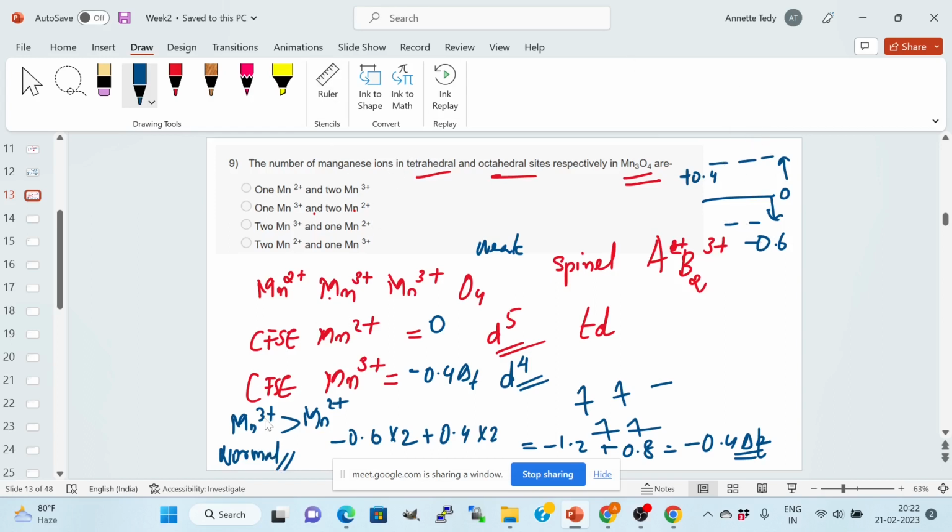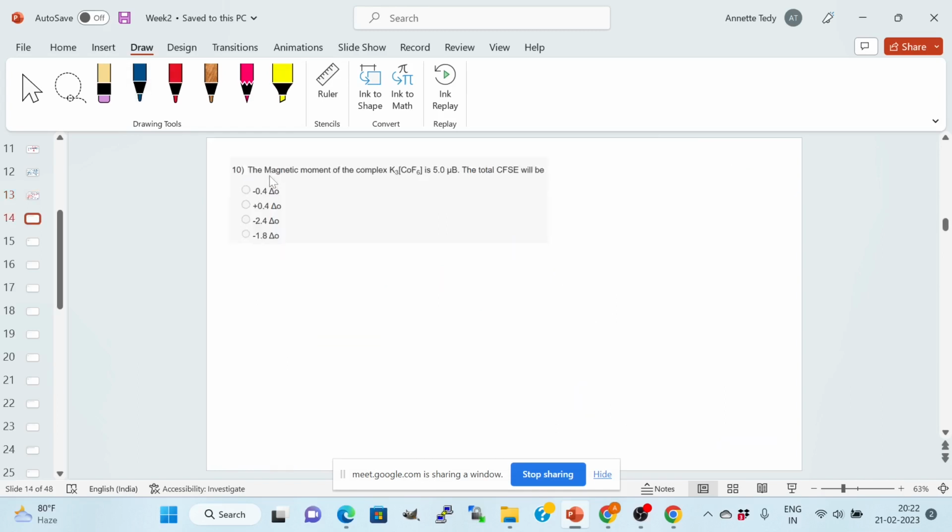So here Mn3+ has a higher CFSE than Mn2+. As I said, for normal spinels, the metal 3+ has the higher CFSE. So Mn3+ will occupy the octahedral site, and Mn2+ will occupy the tetrahedral site. The question is about manganese ions in tetrahedral, first, and then octahedral. So this is option A. Is it clear? Okay.